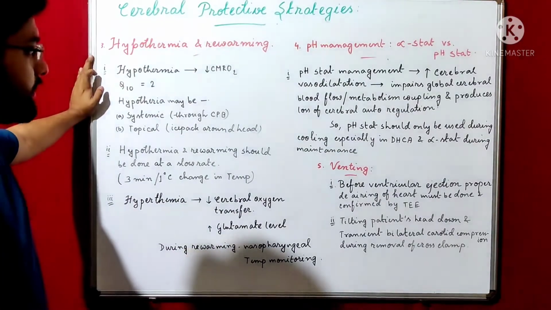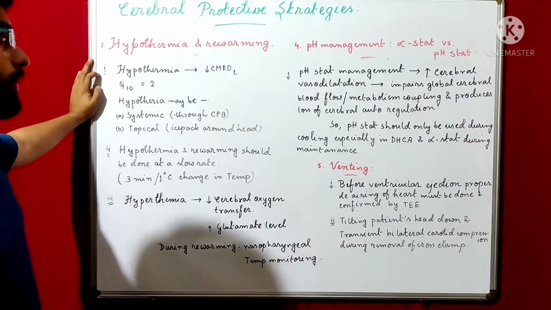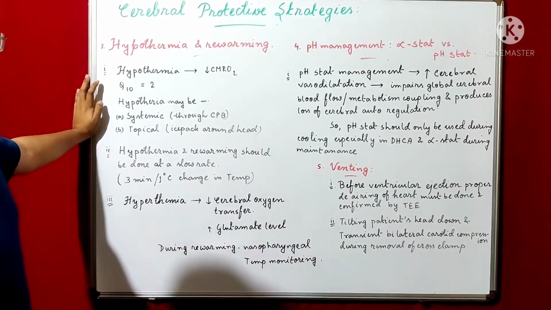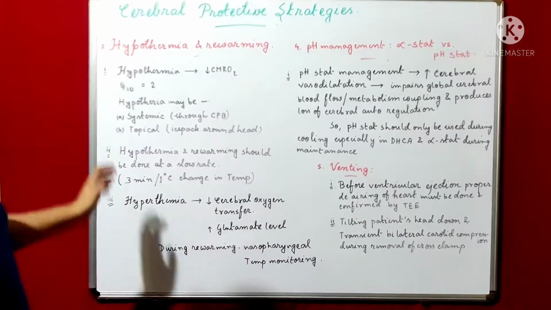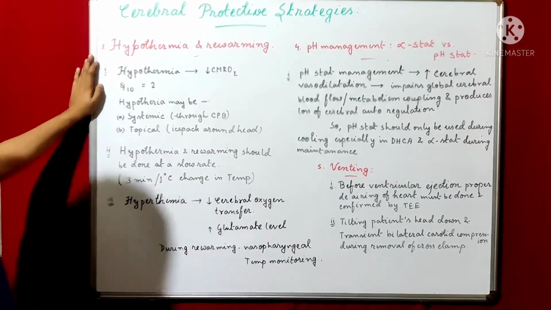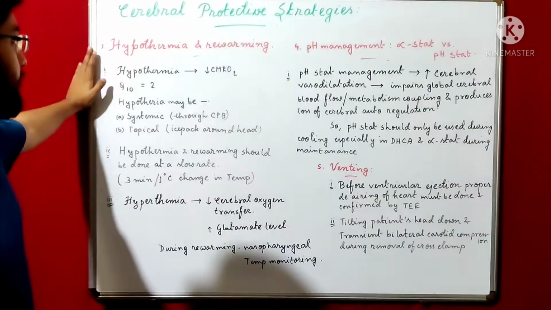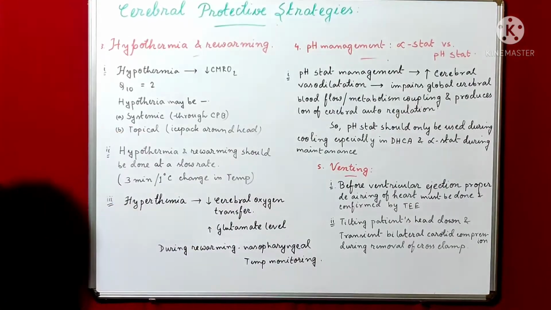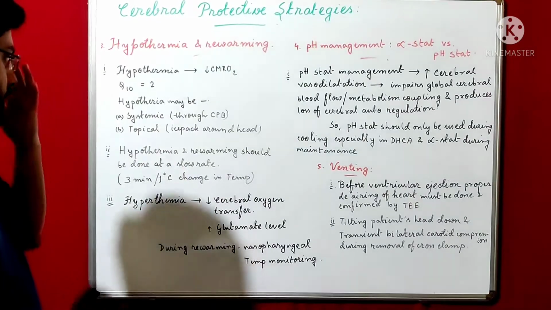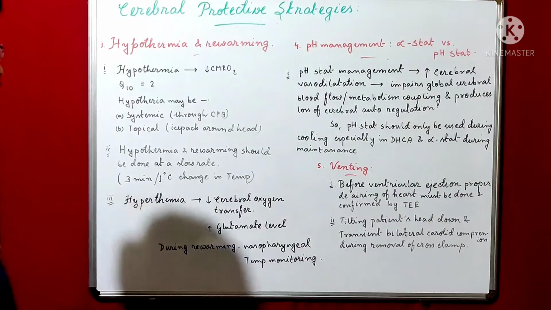Again, deep or profound hypothermia will cause what? Cerebral vasoconstriction, that will restrict cerebral blood flow. So mild to moderate hypothermia is usually beneficial for cerebral protection. Now hypothermia may be systemic or topical. Systemic through the heat exchanger unit of the CPB and topical by ice pack around the head.